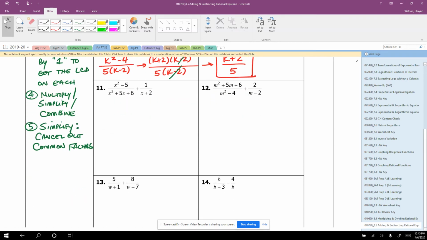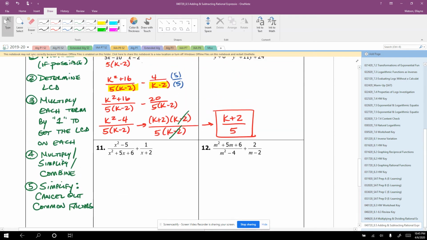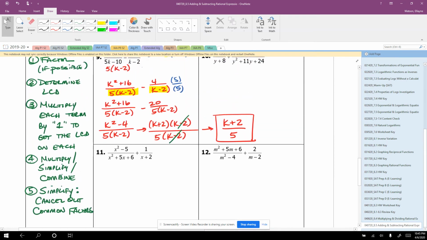Okay, here's number 11. Let's follow our steps. First one is factor. And at this point, I'm only going to worry about factoring the bottom because the reason I'm factoring is to determine the LCD. So I'm not going to factor the top at this point. So if I factor the bottom, this is x plus 3 times x plus 2. Okay, the second term is already factored. So let's figure out our LCD.